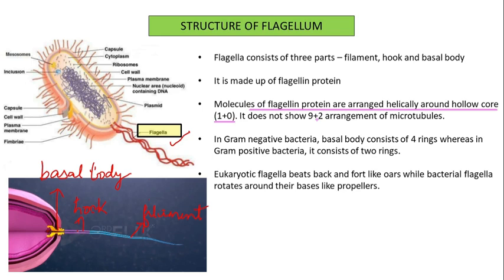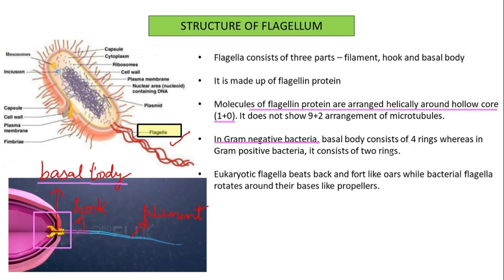If we move to the higher groups, for example, if we see the flagella of algae or other higher groups of plants, in those we will find 9 plus 2 arrangements. But in bacteria, we have only 1 plus 0 arrangement of microtubules. Second thing to be noted here is that in gram-negative bacteria, the basal body, that means this part, the basal body, that is this area.